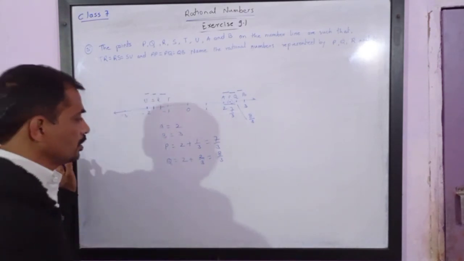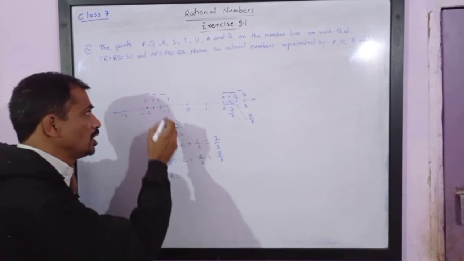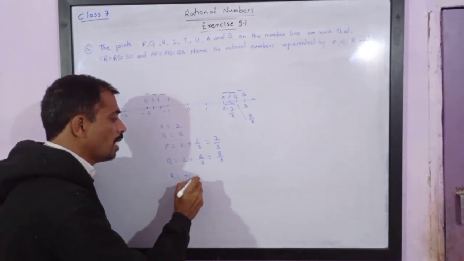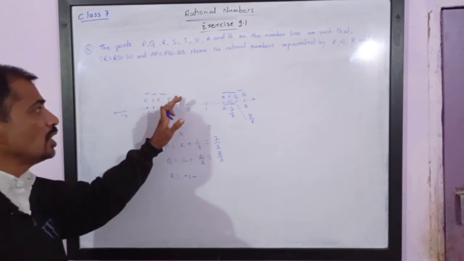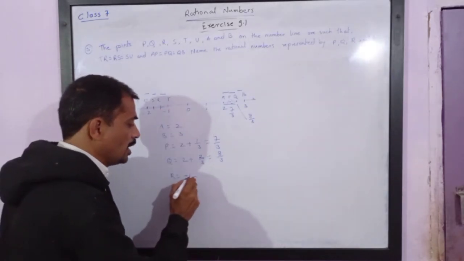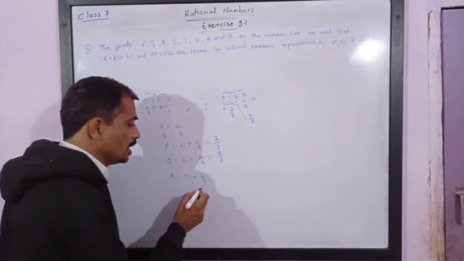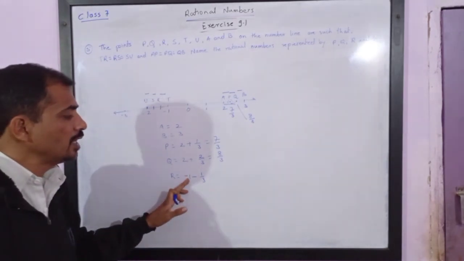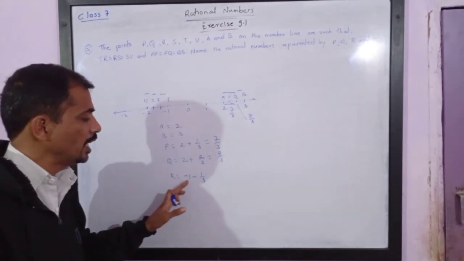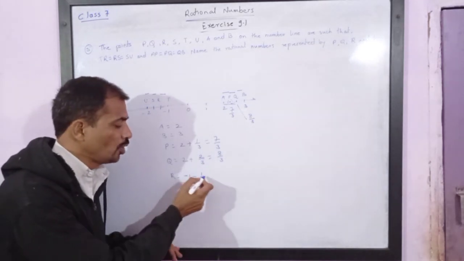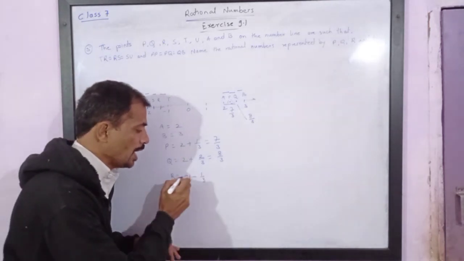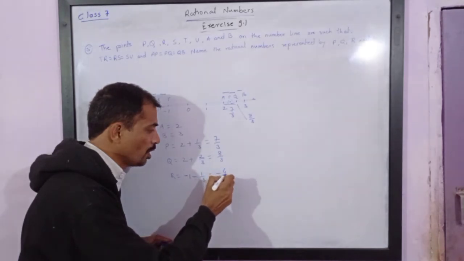Now if you go to R, please note, it is in the negative direction, that is negative 1 minus, since it is to the left side of the negative number, we again subtract, and that is equal to minus 1 minus 1 upon 3. Again we need to make the denominator the same before doing the addition or subtraction. So here we will get negative 3 minus 1, which is negative 4 upon 3.